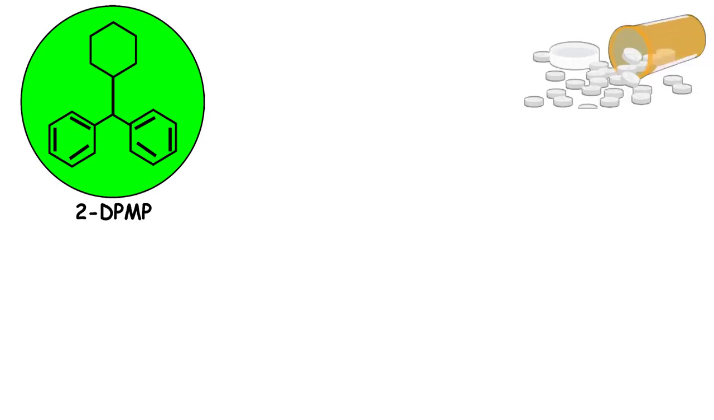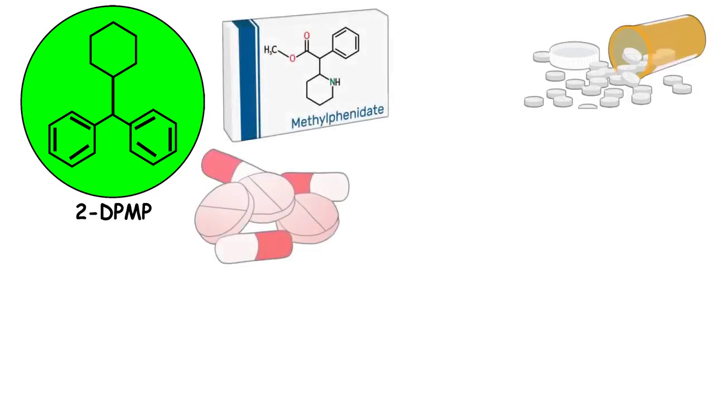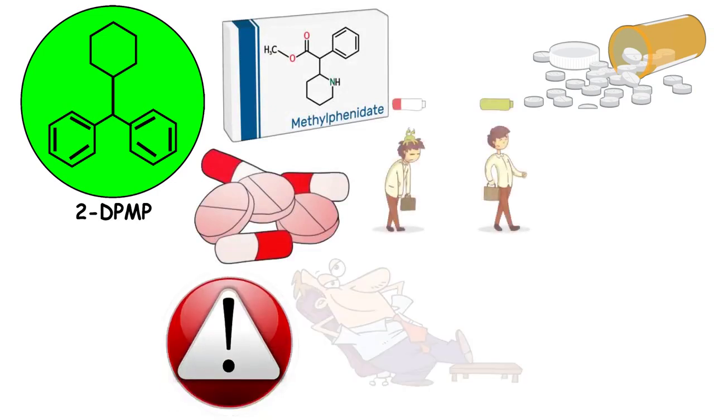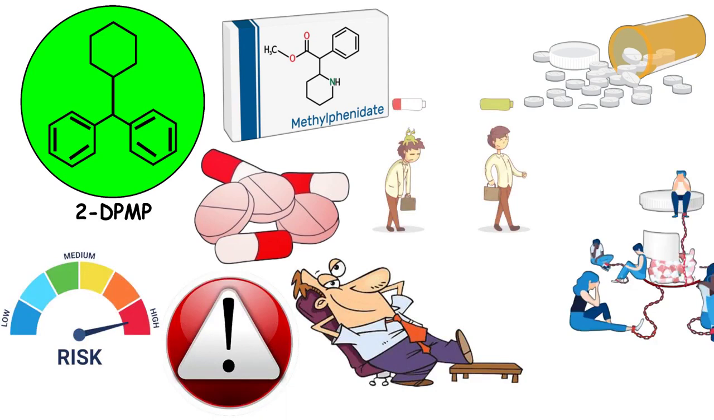2-DPMP, desoxypipradrol. 2-DPMP is a stimulant drug chemically related to methylphenidate and amphetamines. It can produce increased energy, alertness, and euphoria, but also carries a high risk of overdose and addiction.